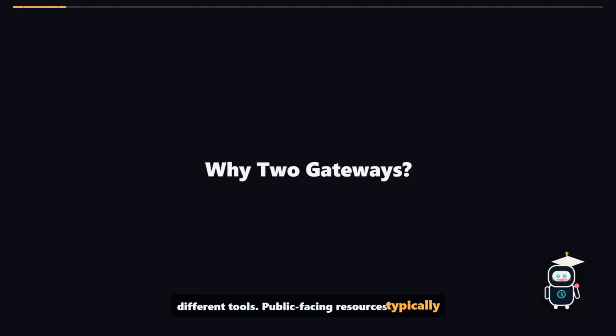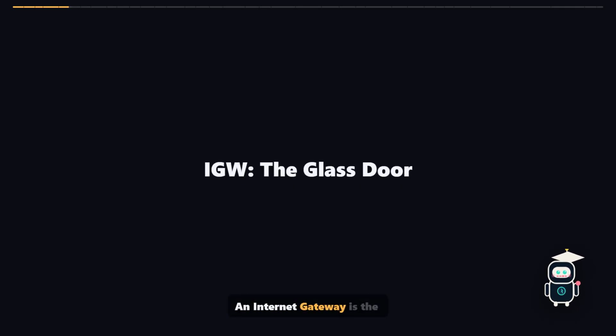Public-facing resources typically need inbound plus outbound. Private resources usually only need outbound. Those two patterns point in different directions. An internet gateway is the component that connects a VPC to the internet. Think of it as a shop with a glass door facing the street. Customers can walk in and staff can step out, but only if the shop is actually configured to receive them.